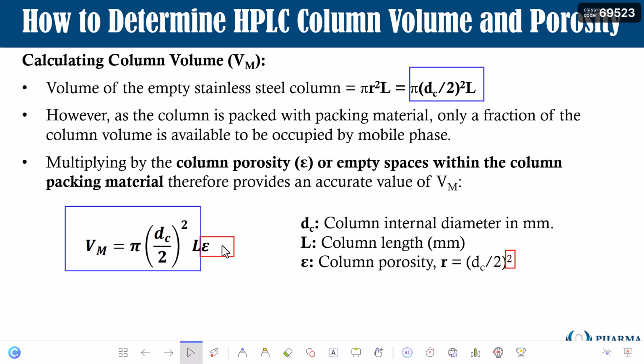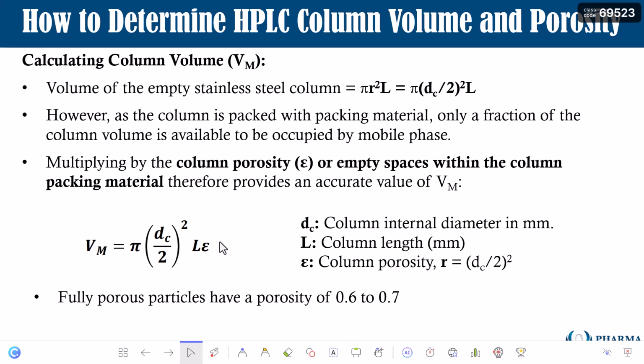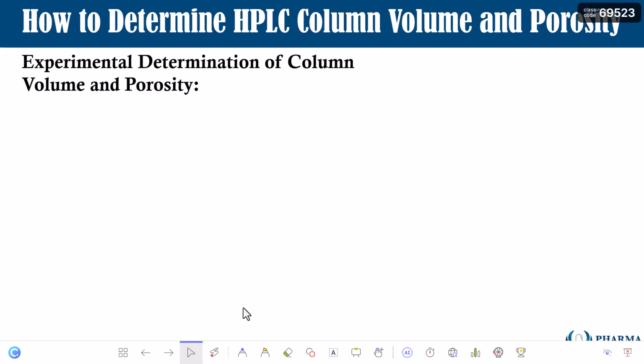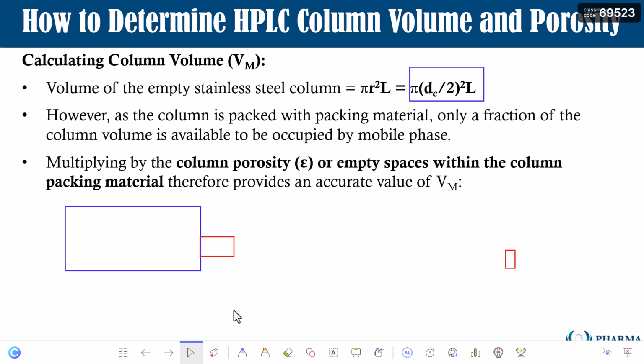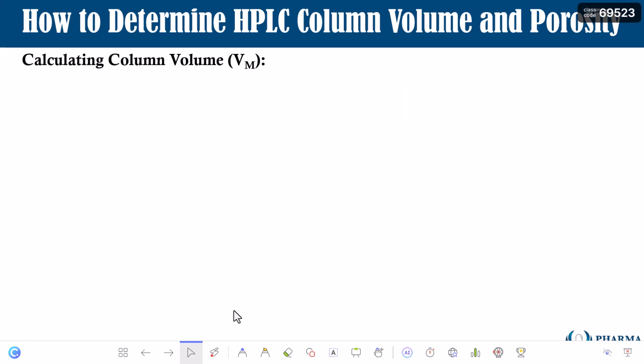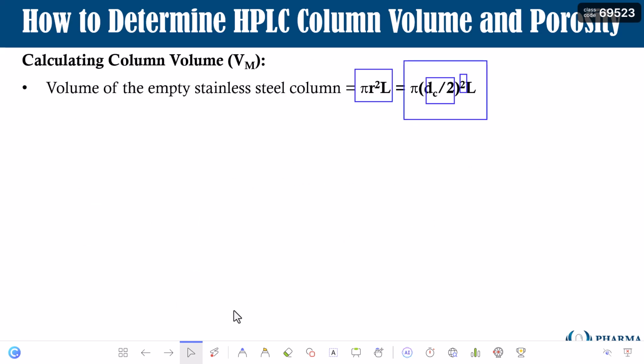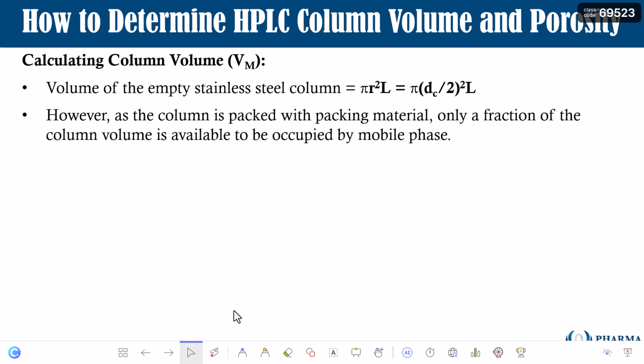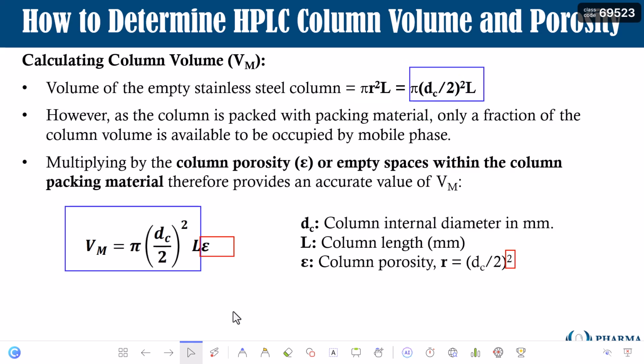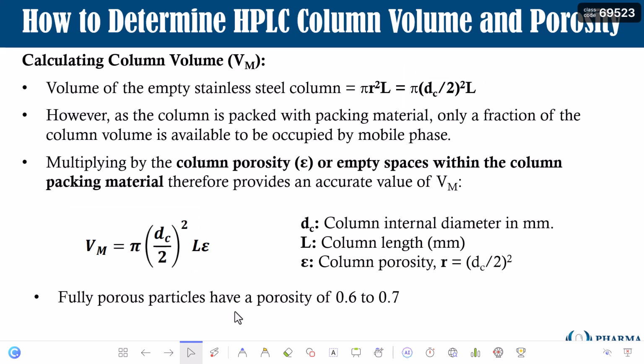Okay, let us move on. Fully porous particles have porosity between 0.6 to 0.7. And we also talked about the core shell columns. What is the example we took, by the way? I think we talked about an example of a column having the porosity of 0.55, right? So the core shell columns have less porosity, but the fully porous particles have more porosity.